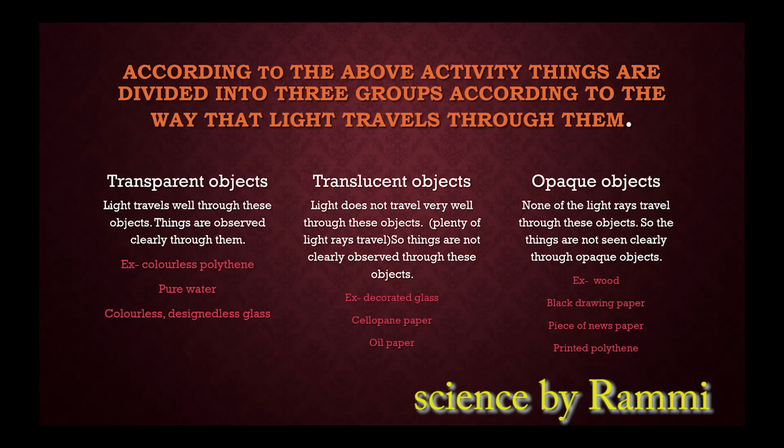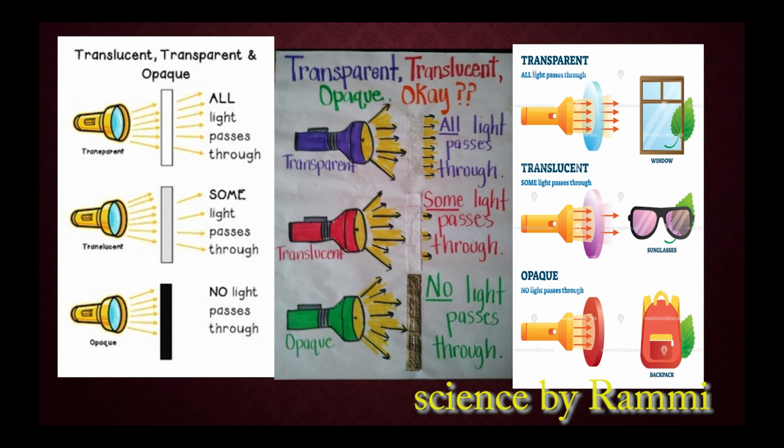None of the light rays pass through some other objects. We call these objects opaque objects. Wood, black drawing papers, pieces of newspapers, metal sheets are some examples of opaque objects.